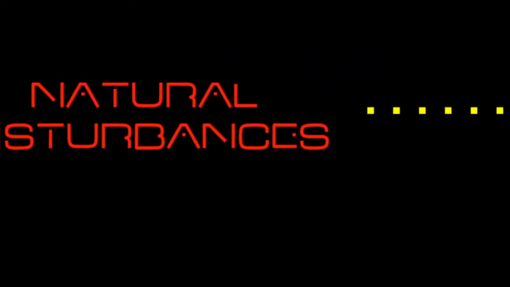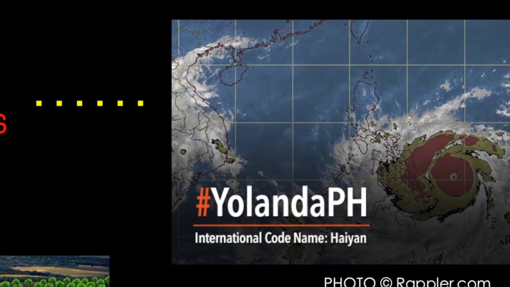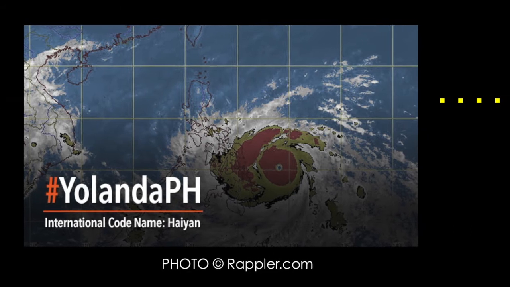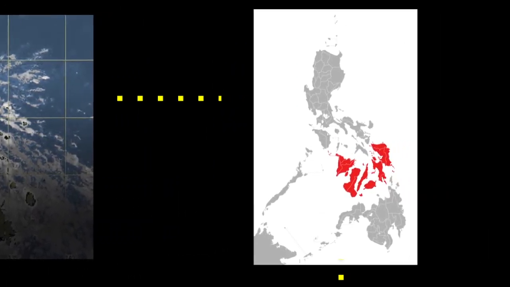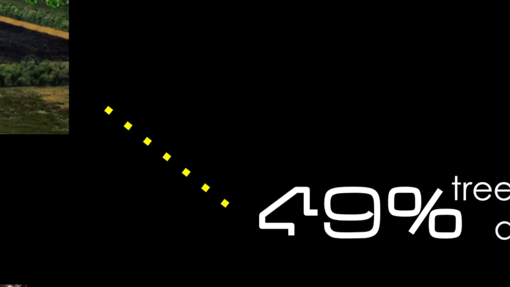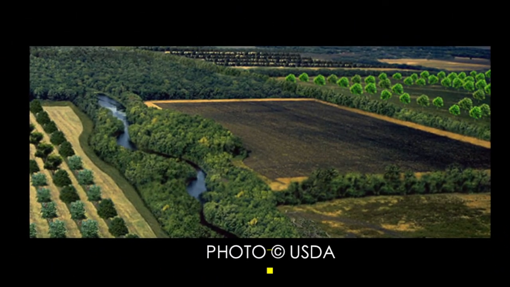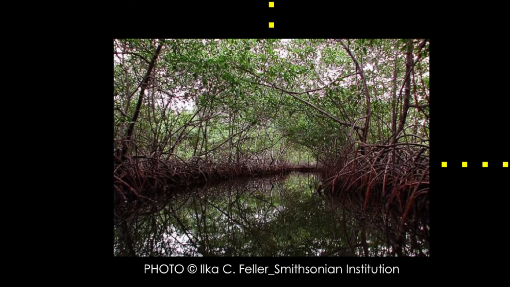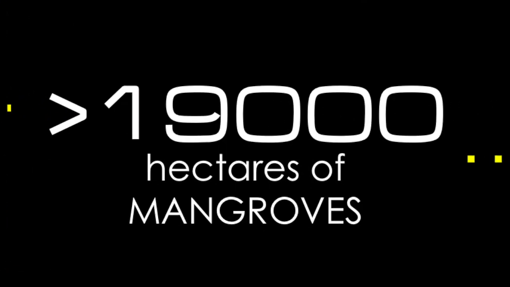One of the well-known natural disturbances experienced by the country was the Super Typhoon Yolanda. This typhoon has brought damages to the different parts of the country, especially in Visayas. According to FAO, an overall average of 49% of tree plantations, including banana and fruit trees, were damaged or destroyed. This has severely affected small-scale upland farmers, relying heavily on agroforestry systems for food and nutrition. Mangroves have also been damaged greatly. More than 19,000 hectares of mangroves, inland forests, and natural parks were devastated by Yolanda, according to DENR.